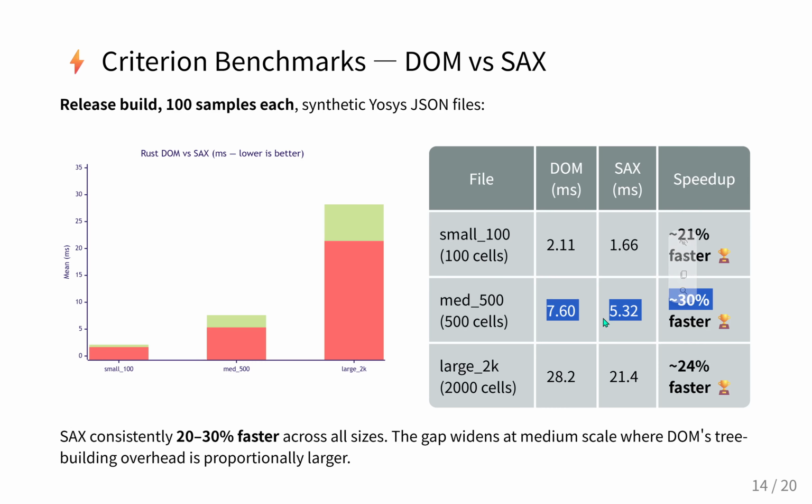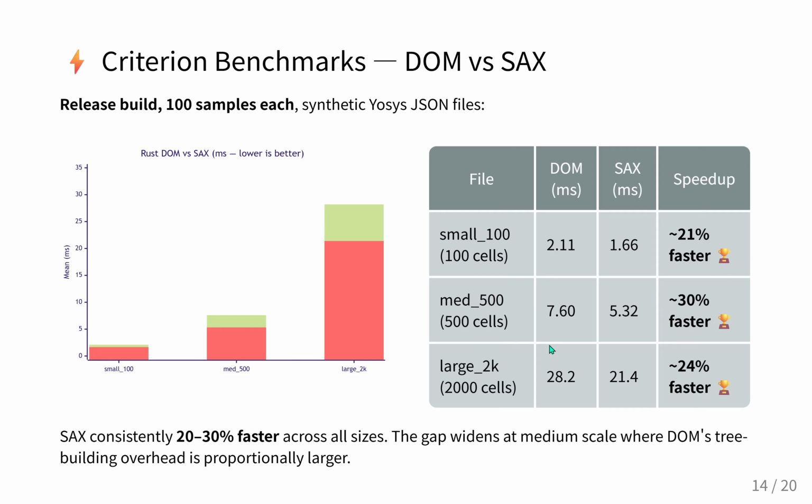But the sweet spot is the medium file, 500 cells. DOM took 7.60 milliseconds. SX crushed it in 5.32 milliseconds. Wow. That is a 30% speed up. And if we connect this to the bigger picture, that 30% spike perfectly illustrates the hidden tax of DOM parsing.